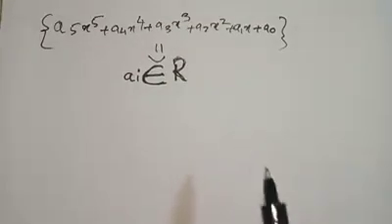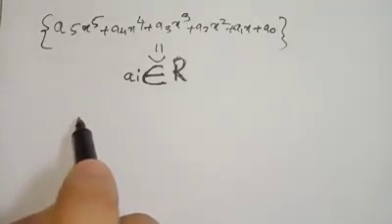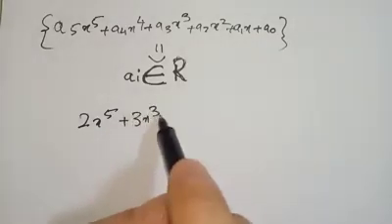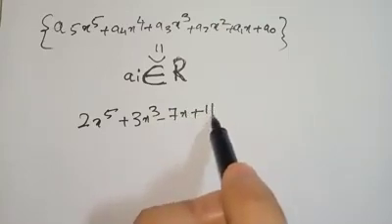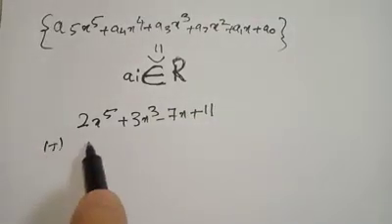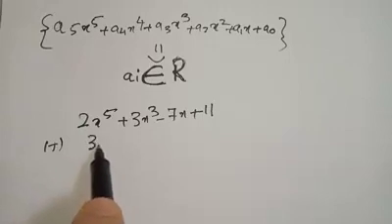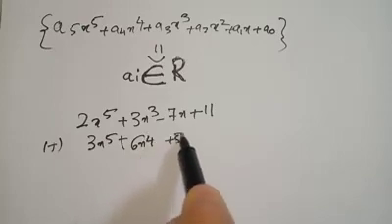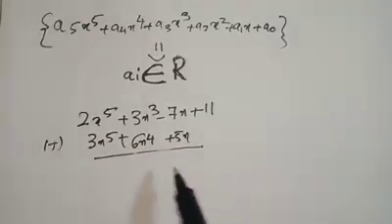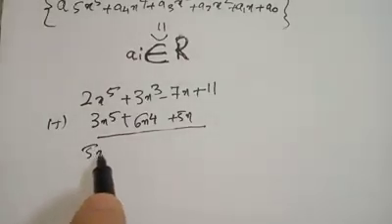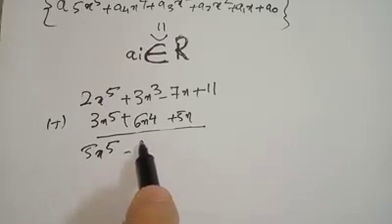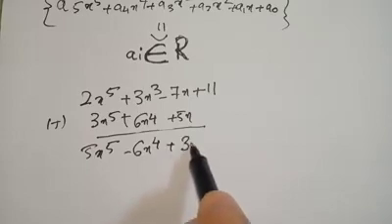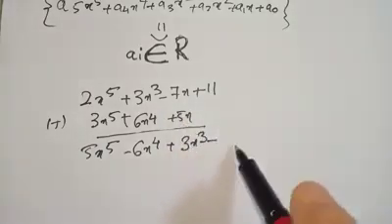Now let us look at an example of adding two polynomials. Say I have 2x^5 plus 3x^3 minus 7x plus 11, and I am going to add this with 3x^5 plus 6x^4 plus 5x. What do we get from here? This would be 5x^5, plus 6x^4, plus 3x^3, and for the x term, minus 7 plus 5, how much?